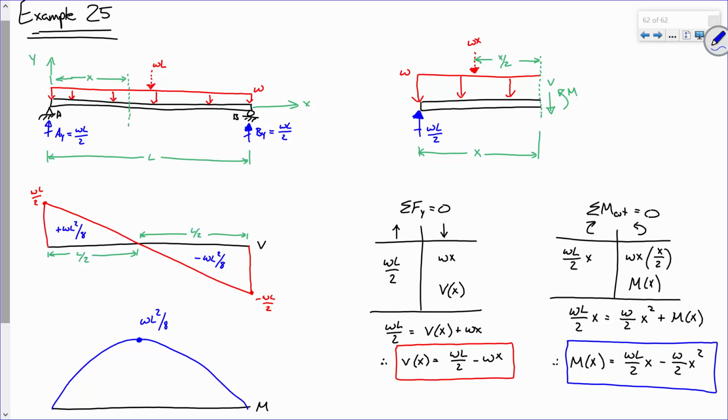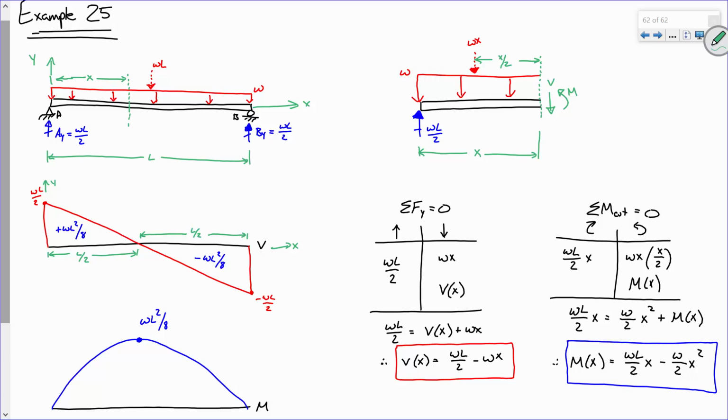WL over 2, right? Let's look at the graph of the shear diagram. Remember, in this graph, that's the x-axis, and that's the y-axis. So what is the y-intercept on that graph? Looks to me like it's WL over 2, right?